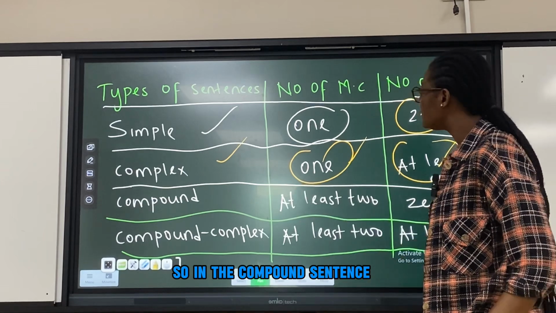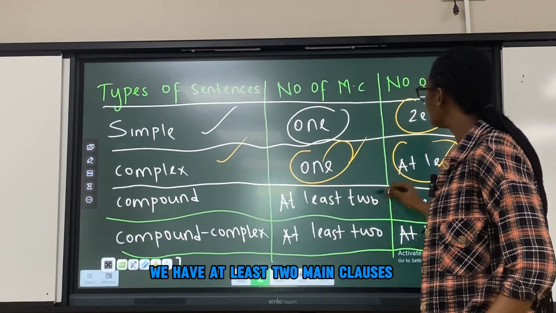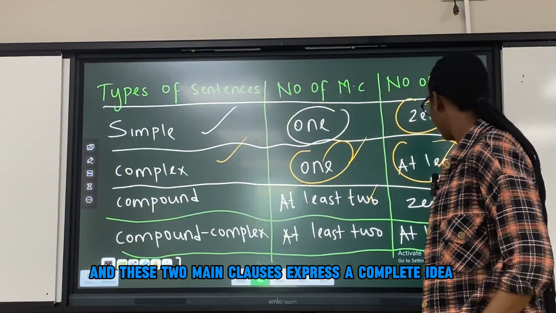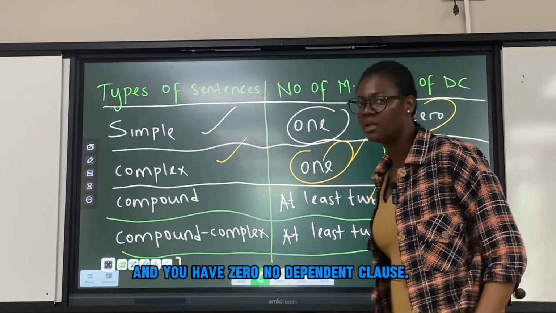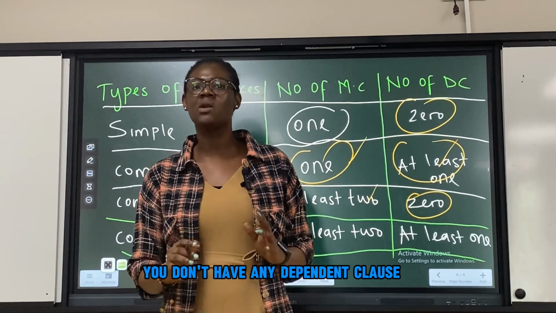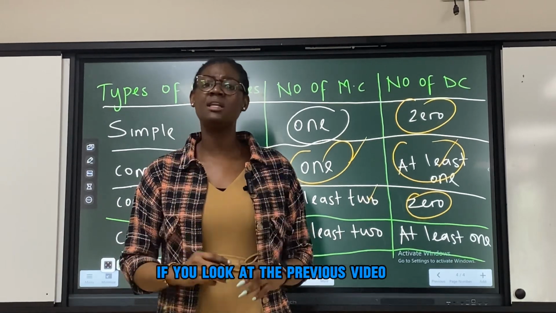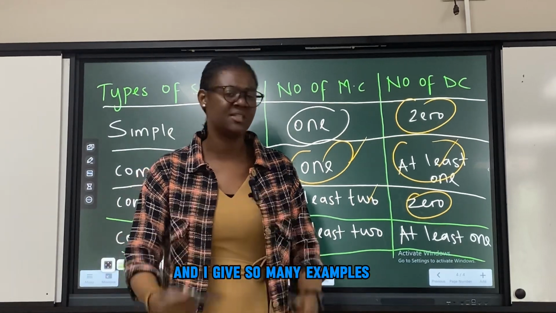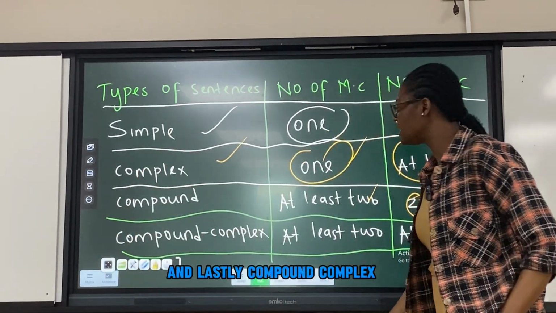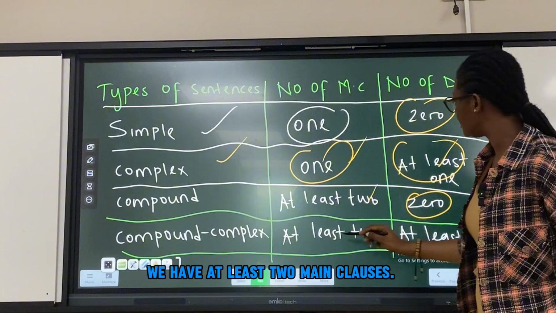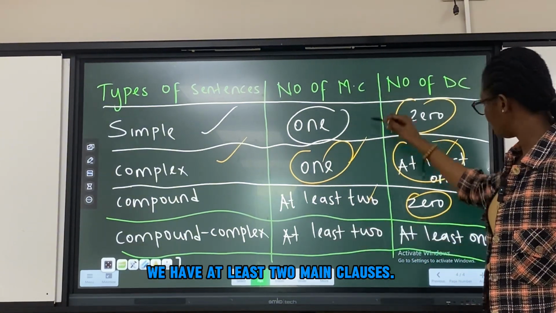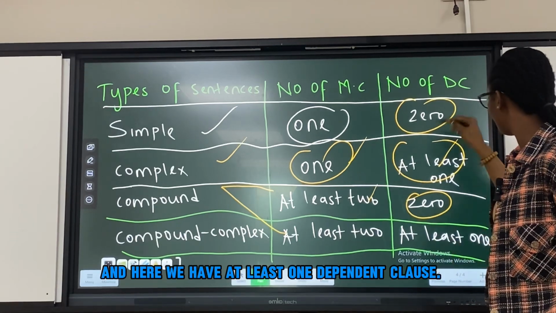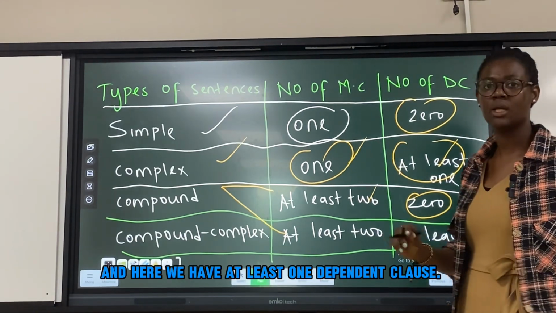In a compound sentence, we have at least two main clauses, and these two main clauses express a complete idea, and we have zero dependent clauses. We don't have any dependent clause in a compound sentence. If you look at the previous video, I clearly explained what a compound sentence is, and I gave so many examples. And lastly, compound-complex: we have at least two main clauses, and here we have at least one dependent clause.